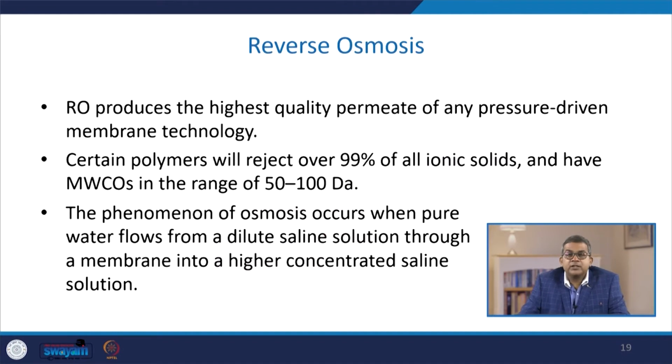Let us have a discussion about reverse osmosis. Reverse osmosis produces the highest quality permeate of any pressure-driven membrane technology. Certain polymers will reject over 99% of all ionic solids and have a molecular weight cutoff in the range of 50 to 100 Dalton.